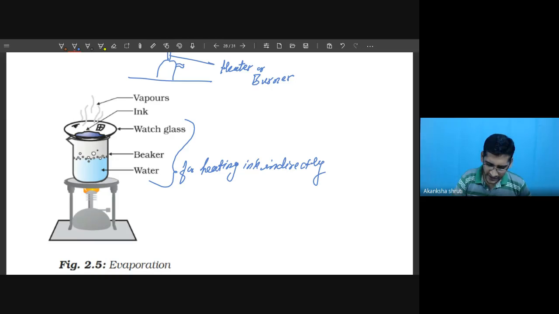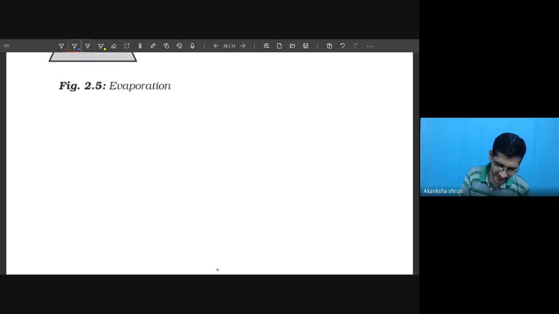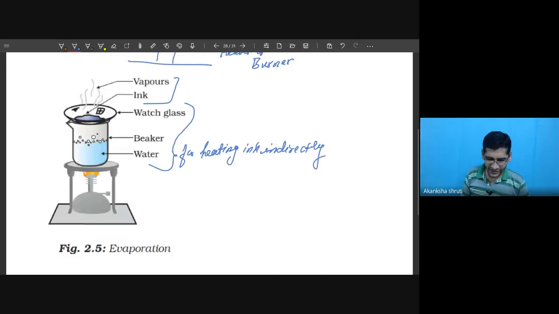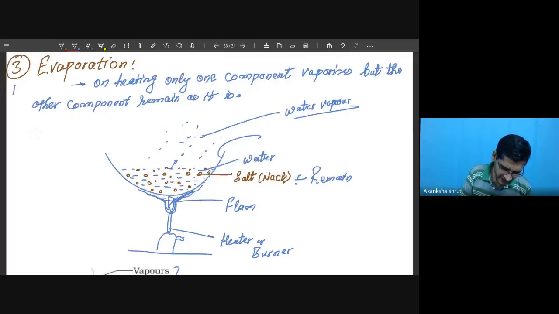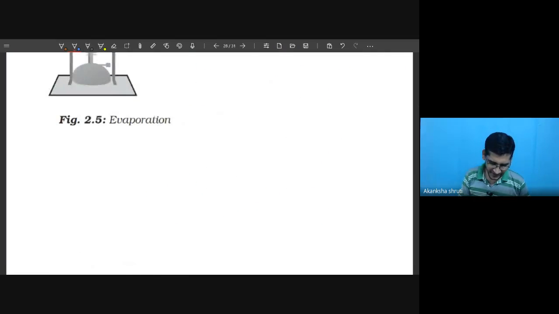This ink contains water, so the water will vaporize. So the two components, the solid ink particles and the water, get separated. So this is evaporation. So what are the examples? Let me write. The principle is the same as above. Whatever I have written at the top is the principle, meaning the rule on which it is based. Write down example or application.